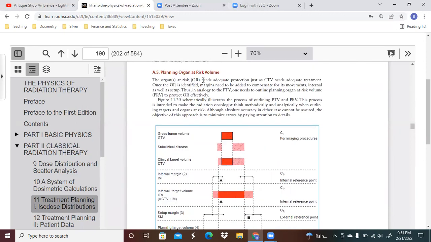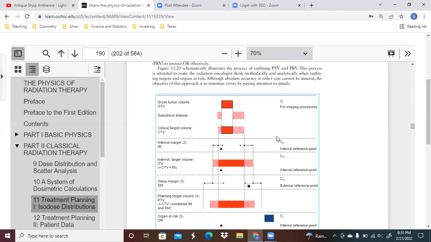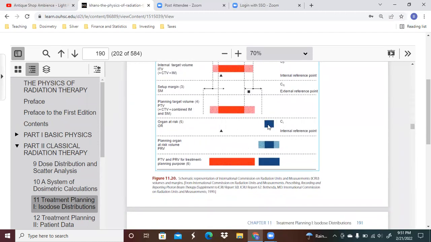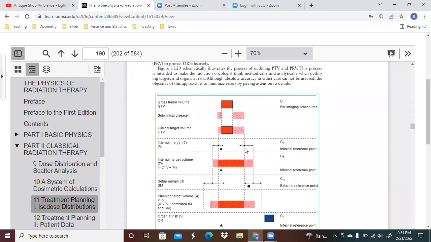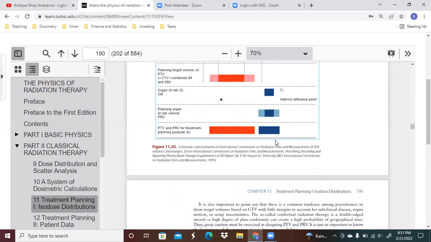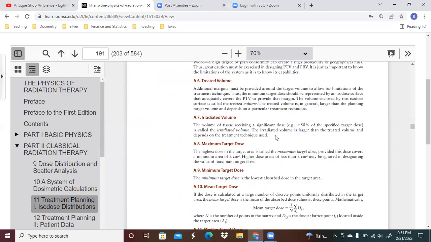Organs at risk, normally it's OAR. I don't know why it's OR here. These are going to need adequate protection. That's one of the things that the MLCs try to provide. So let's see, you got setup margin, organs at risk. Organs at risk generally are outside of whatever this volume is, but you're going to end up with certain organs at risk inside the PTV anyway. That's generally how it goes. So those are some important things to remember.